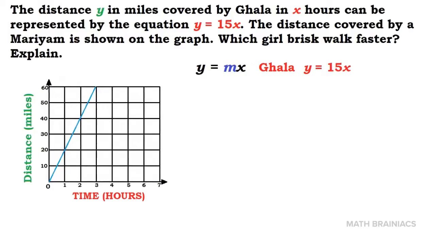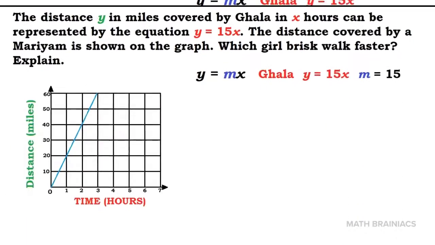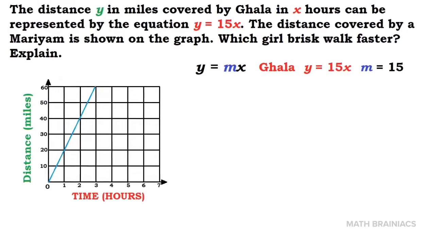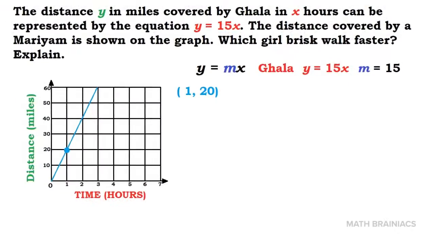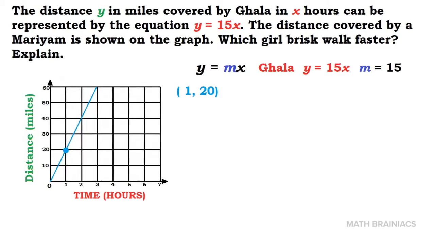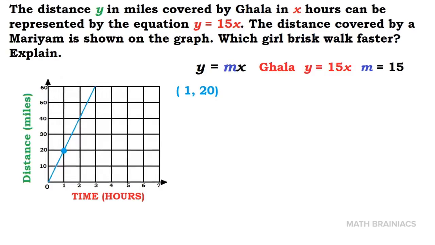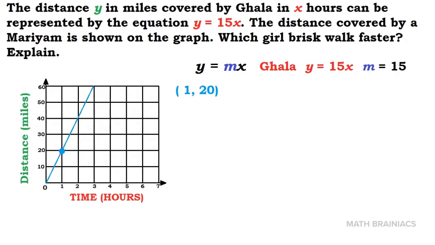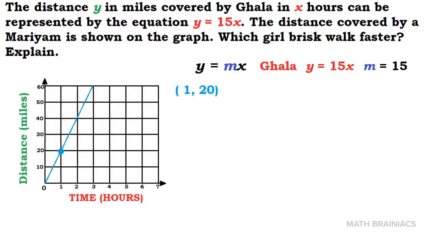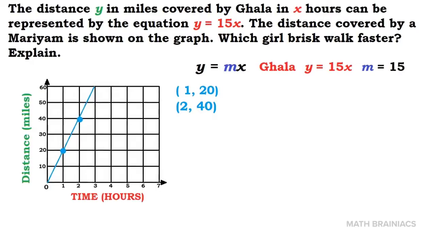Gala's brisk walking is represented by the equation y is equal to 15x. Accordingly, the slope of brisk walking of Gala is 15. Let us consider some points on the line in the coordinate plane to represent the brisk walking slope of Mariam. The first ordered pair is when x is equal to 1, y is equal to 20. And when x is equal to 2, y is equal to 40.